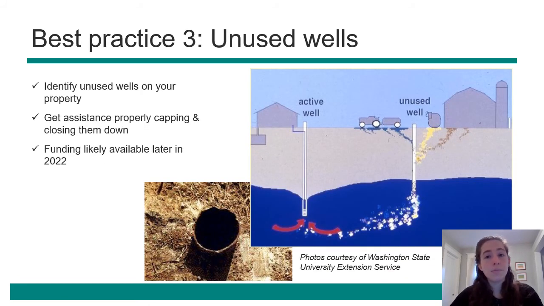Unused wells can also be a source of contamination for groundwater. So as you can see in this diagram, an unused well that is not properly capped or shut down can essentially act as a straw into the aquifer, through which contaminants can travel either through the surface or through the soil and reach the aquifer and potentially contaminate any active wells. So to protect your drinking water wells, be sure to first identify any unused wells on your property, then get assistance from a licensed well driller and the Oregon Water Resources Department to properly shut down and cap the unused well. This mitigates the risk of it acting as a conduit for contaminants.